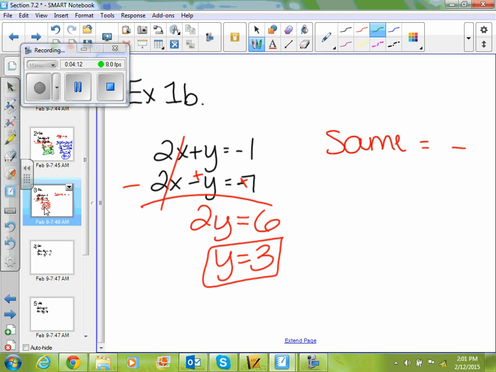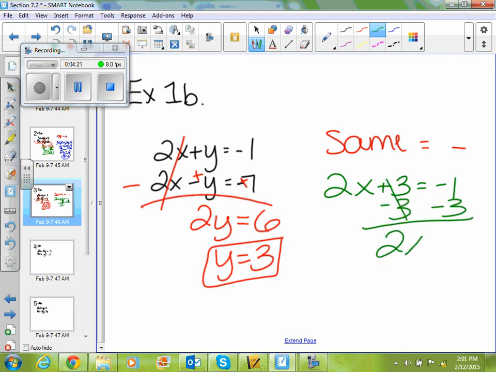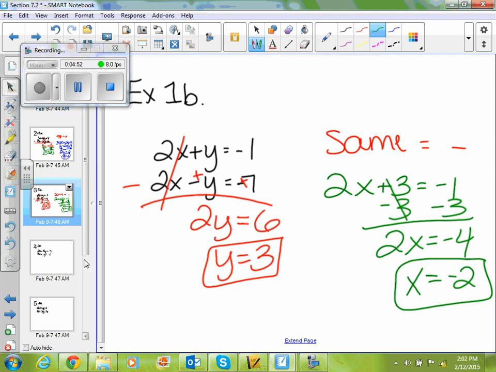Okay, so we plug that back into our first equation to solve for x. So 2x plus 3 equals negative 1. Subtract 3. 2x equals negative 4. What does x equal? Negative 2. Yes, negative 2. You divide negative 4 by 2. You can pick whichever one you think will be easier. If you got a different answer, then you did something wrong, because no matter which one you plug it into, you should get the same answer.